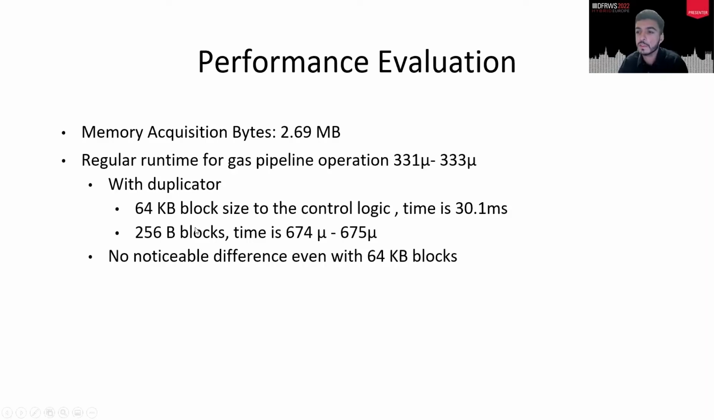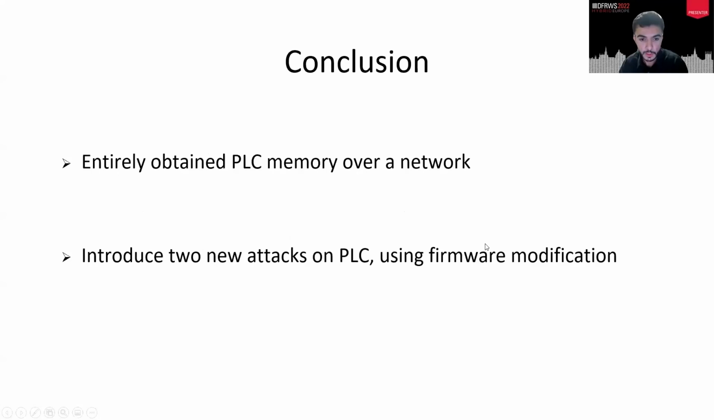But in a super tight scenario, we can acquire the memory blocks in smaller amounts, which brings it to 674 microseconds, which is pretty quick. There will be no noticeable difference, even with 64 kilobytes, as I said before. So in conclusion, we were able to obtain the entire memory of the PLC over the network, which is pretty great, and not great.